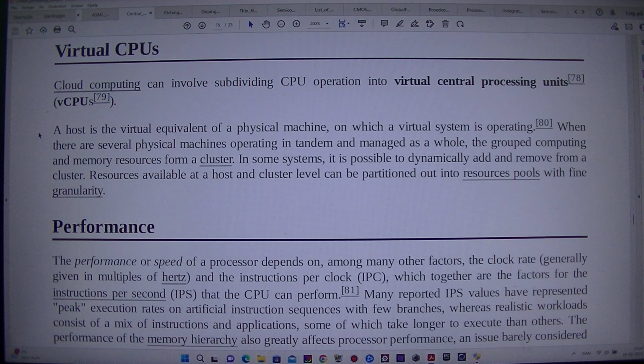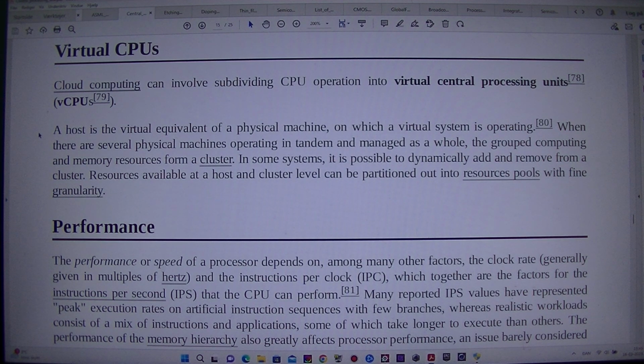80. Hosts are several physical machines operating in tandem and managed as a whole. The grouped computing and memory resources form a cluster. In some systems, it is possible to dynamically add and remove from a cluster. Resources available at a host and cluster level can be partitioned out into resource pools with fine granularity.